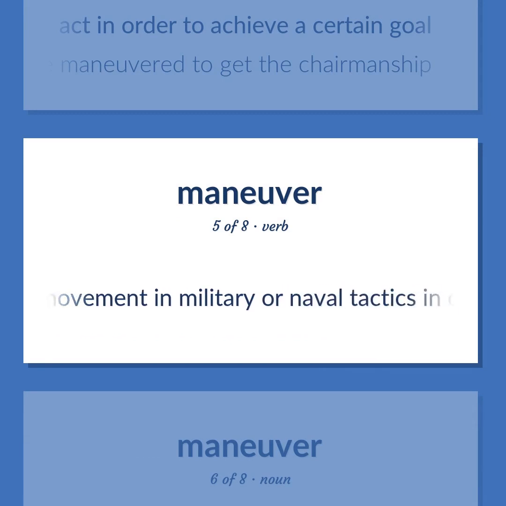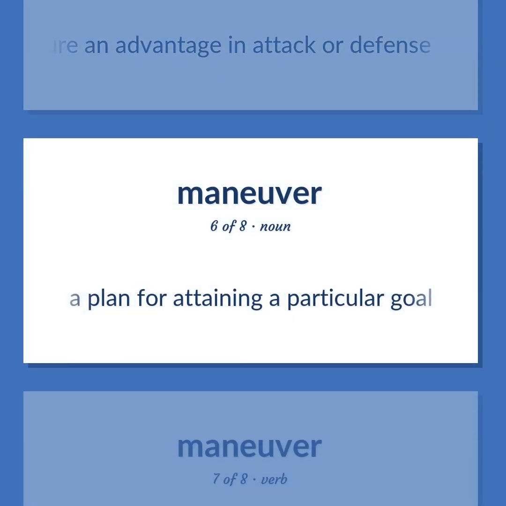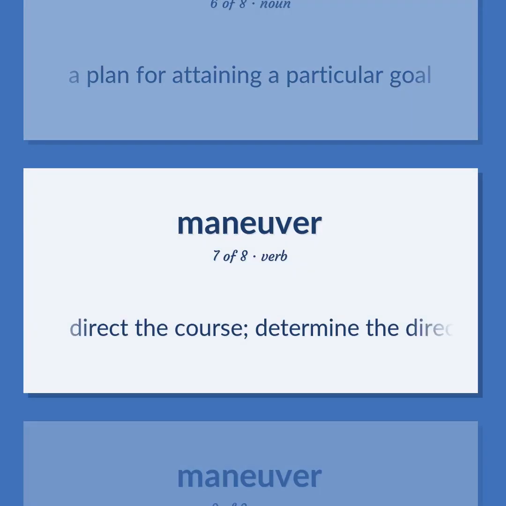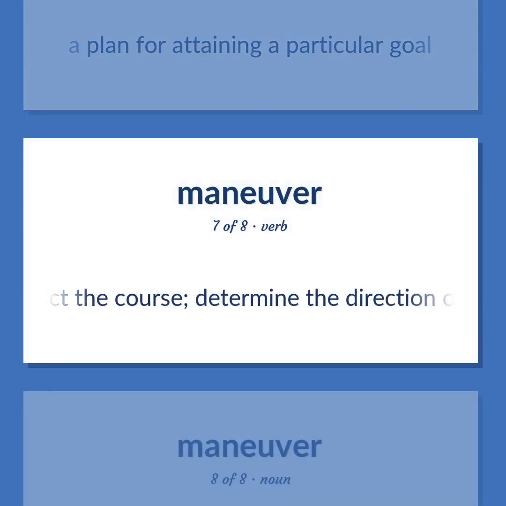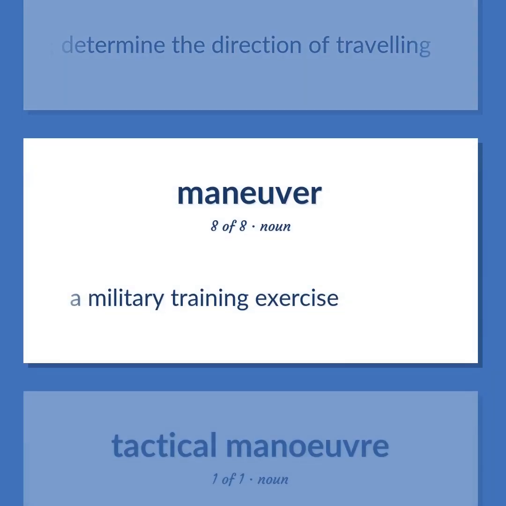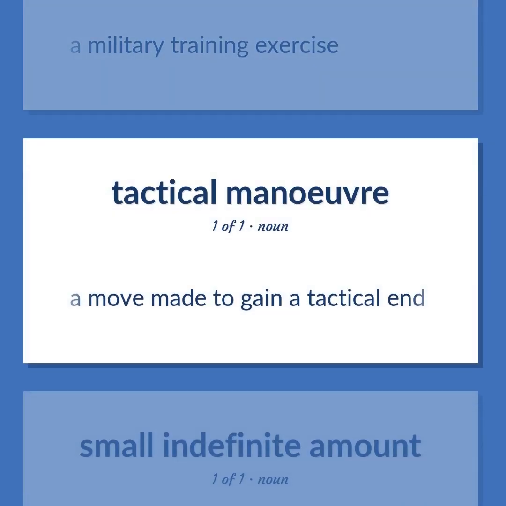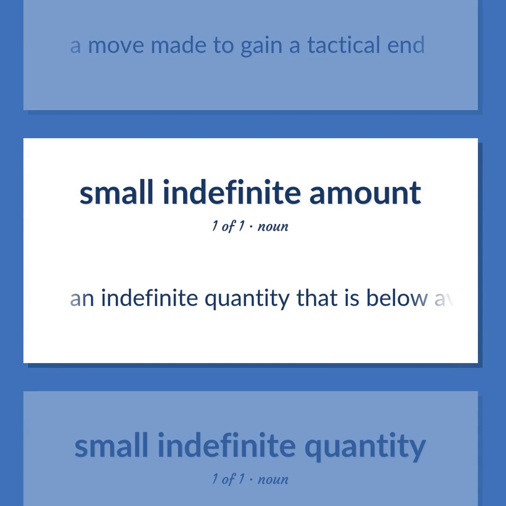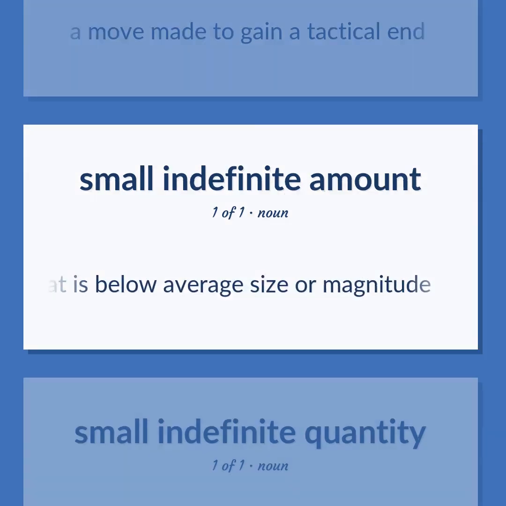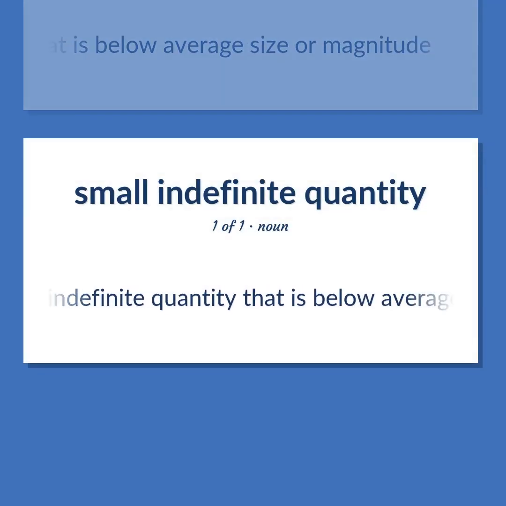Perform a movement in military or naval tactics in order to secure an advantage in attack or defense. A plan for attaining a particular goal. Direct the course. Determine the direction of traveling. A military training exercise. A move made to gain a tactical end. An indefinite quantity that is below average size or magnitude.